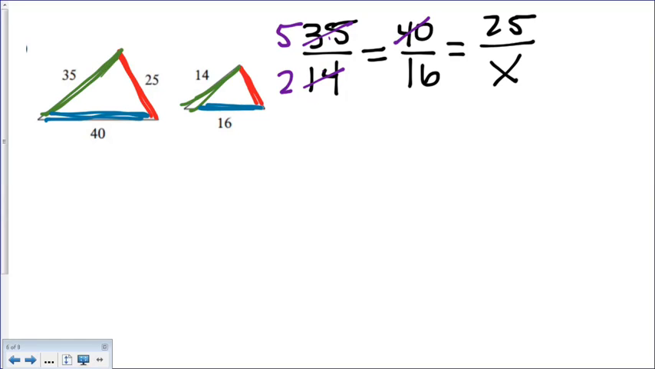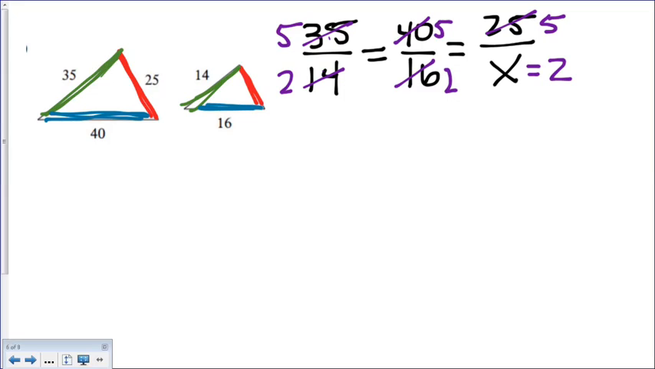Okay, I know 8 goes into 40 5 times. 8 goes into 16 2 times. Okay, so if I'm following my pattern, 5 over 2, 5 over 2, I know that if I reduce this by 5, I should get 5. Okay, and again, this would be different if they weren't similar, but because they are similar, we know that my ratio is going to be 5 over 2.